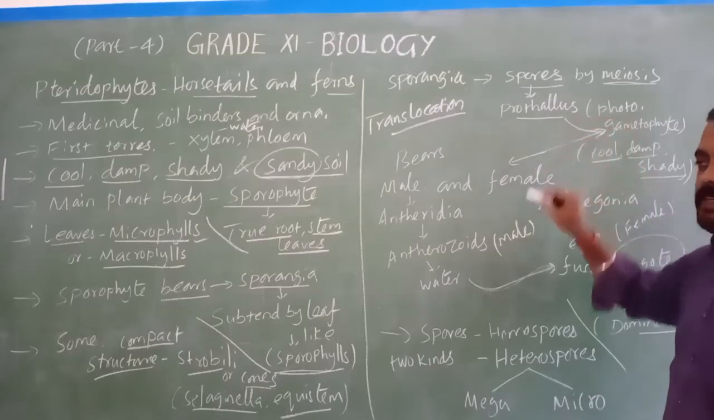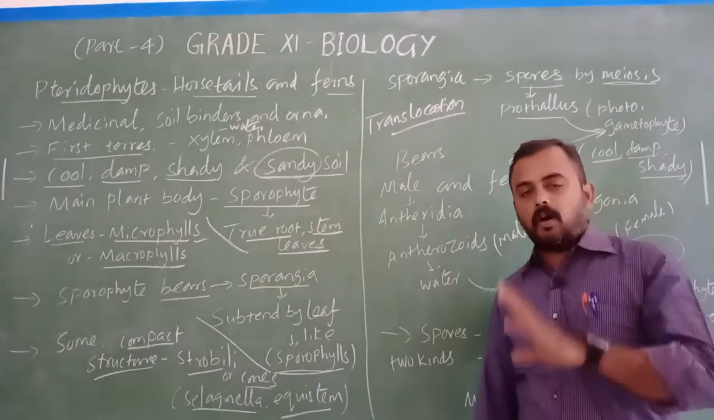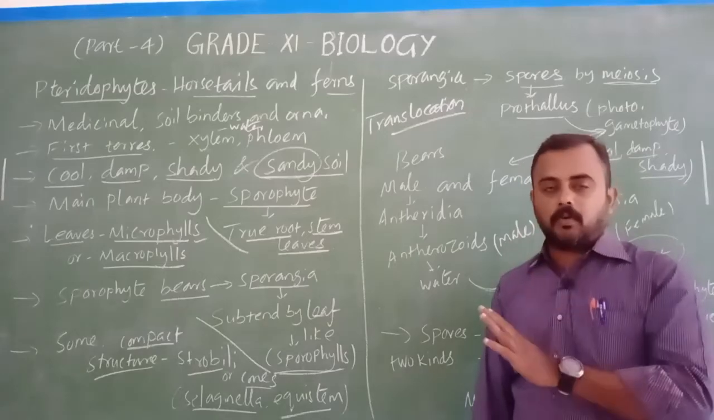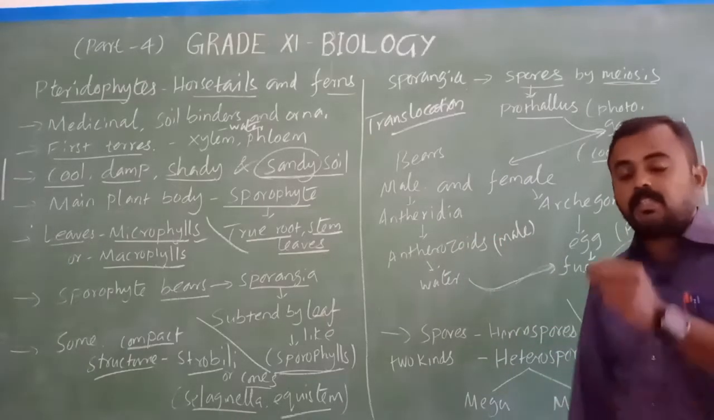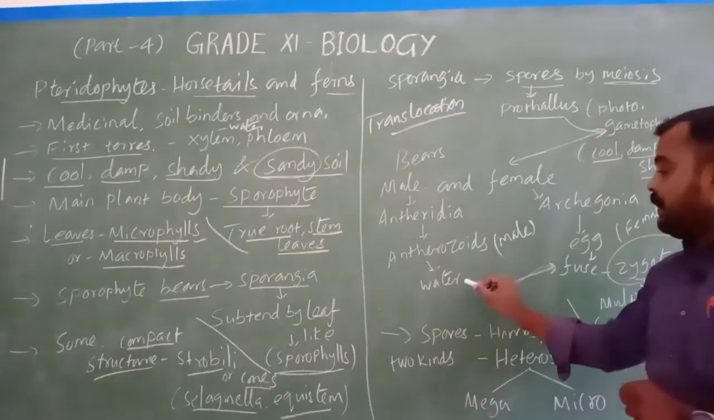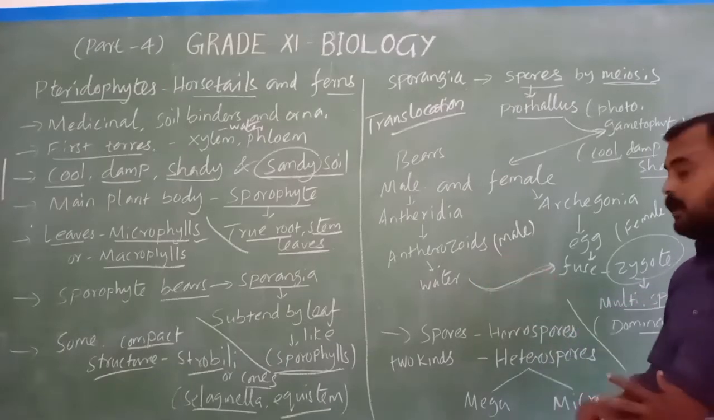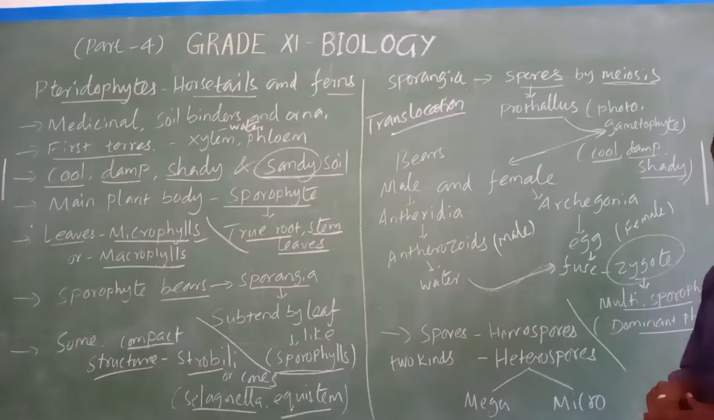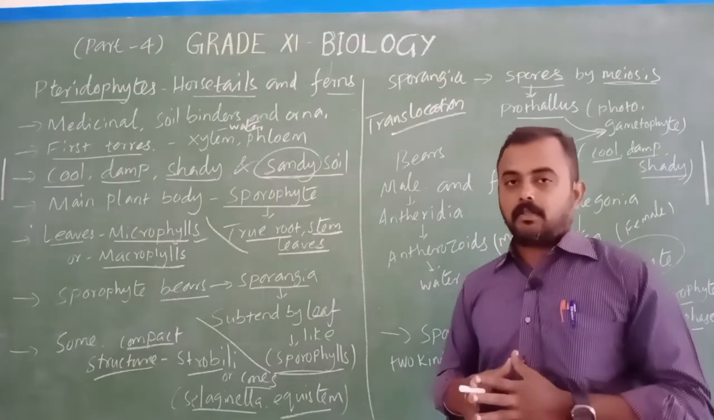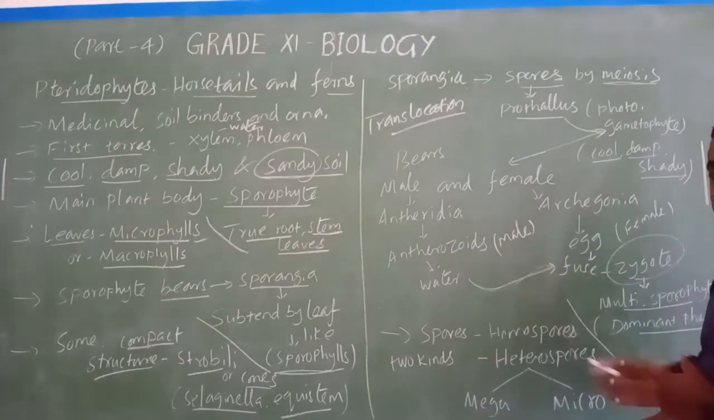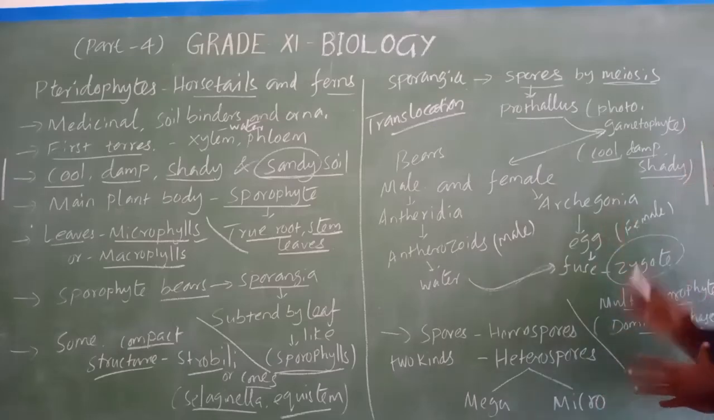In the gametophyte we have two reproductive organs, male and female, antheridia and archegonium. From the antheridia, the anthrozoids are produced, then transported by the water, then fused with the egg. The fusing of male and female gamete is known as fertilization. So fertilization takes place in the female reproductive organ, that is archegonia. Then the zygote will be formed.